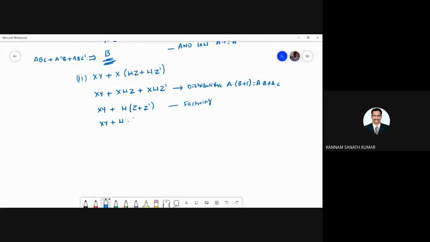So this into 1, so this is from the OR law. What is the OR law? A plus A dash equals 1. Again X Y, here X W is there, no? X W, X W. So you are taking X W common, Z plus Z dash. X Y plus X W. This is by using the AND law, that is A into 1 equals A. So this is my final expression.